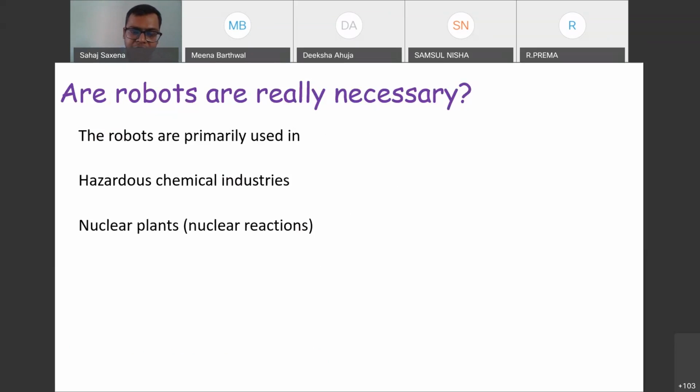The second is nuclear plants, where we have nuclear reactions, nuclear fusion, nuclear fission, and radiations from which we have to protect ourselves in order to avoid any disaster. There, the robots work.